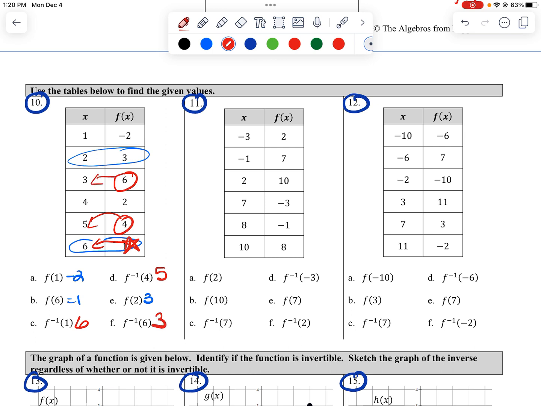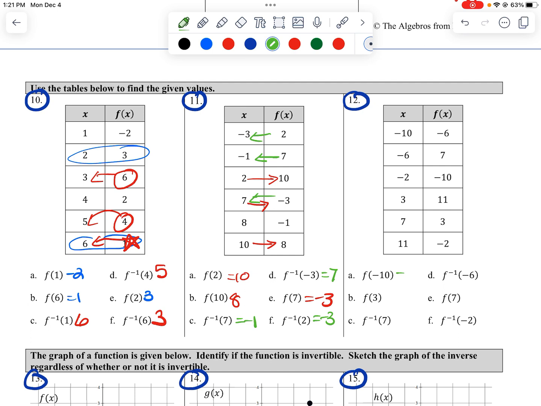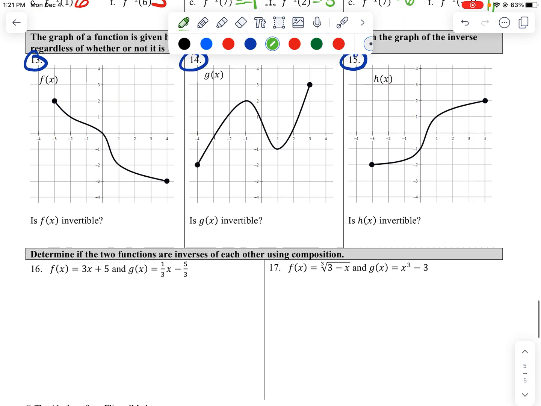So again, the easy ones are just f of 2. So f of 2 is 10. F of 10 is 8. F of 7 is negative 3. And then we go in reverse. So our inverse is 7. So that would be negative 1. Negative 3 would give us 7. And 2 would give us negative 3. So if you try these, you should get negative 6, 11, negative 6, negative 10, 3, and 11. So next you're deciding if it's invertible.